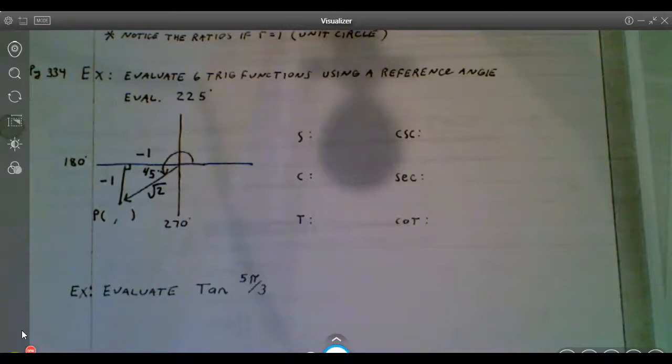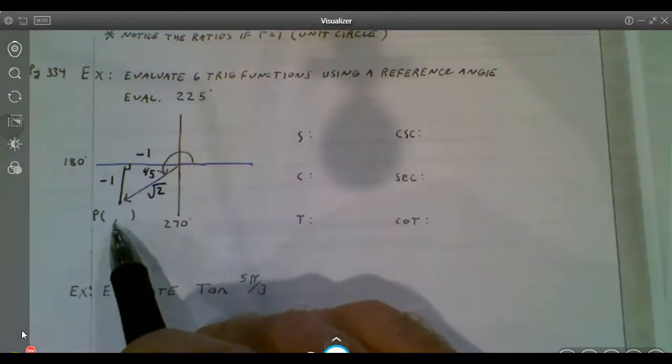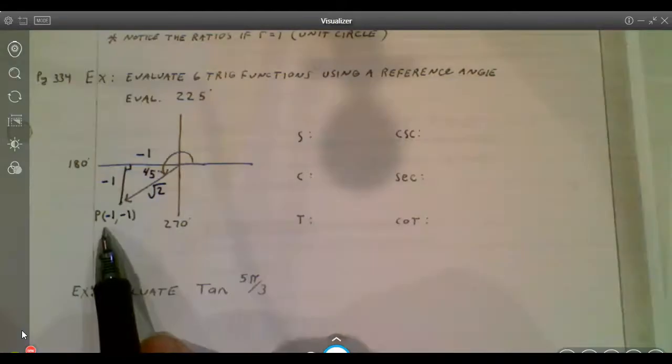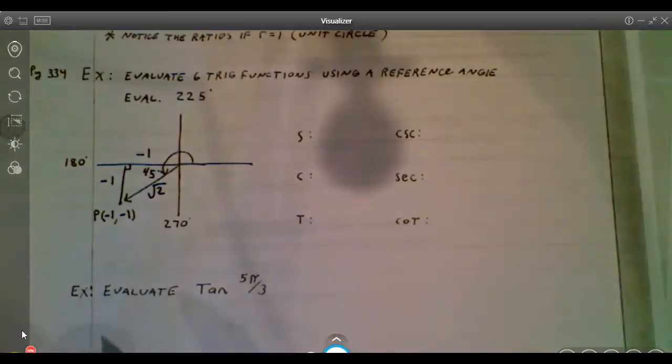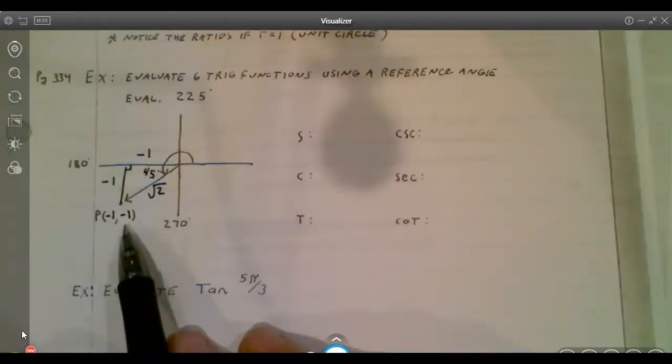So a couple things we can link to this. If I write that as an ordered pair, I went left 1, down 1. As we've already talked about, the x-coordinate is associated with the cosine, y-coordinate is associated with sine, and tangent we know is sine divided by cosine, which would be a positive.